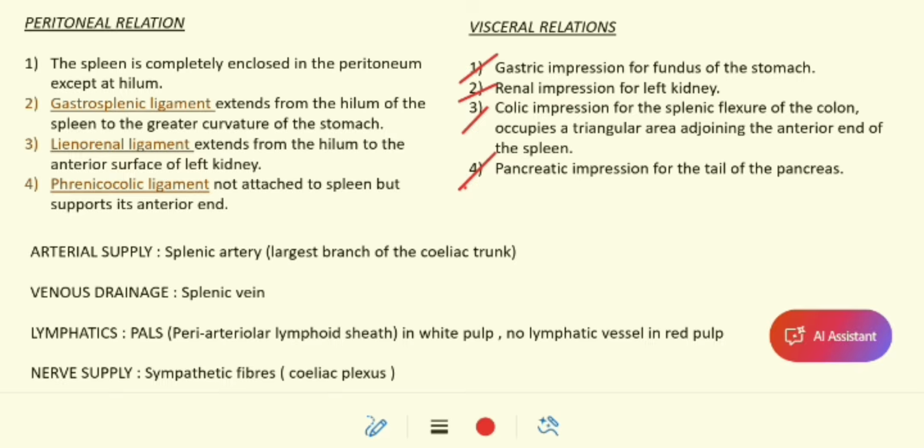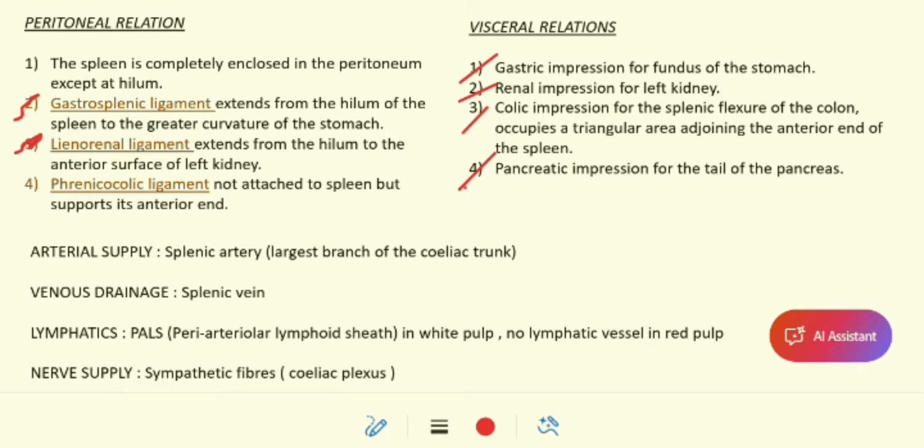Then coming to the peritoneal relation. The spleen is completely enclosed in the peritoneum except the hilum. Peritoneum is going to cover your spleen entirely except at the hilum, that is the opening point. Now gastrosplenic ligament, important again. It extends from the hilum of the spleen to the greater curvature of the stomach. Lieno-renal ligament. It extends from the hilum to the anterior surface of the left kidney.